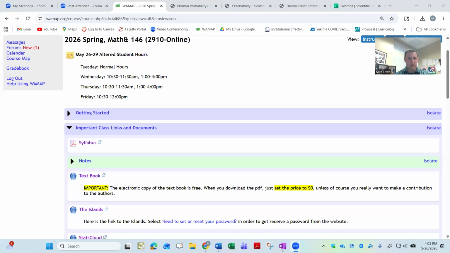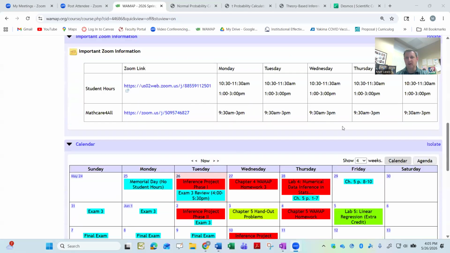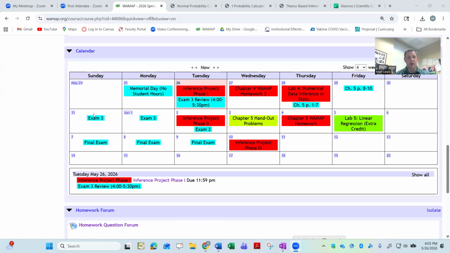So let me share my screen here. And the first thing I want to point out, as always, is the time for the exam. So, Yakima students, you can take the exam on the 31st. That's a Sunday, during the hours that the Yakima Proctoring Center is open on that day. Or you can go in on Monday, either in Grandview or in Yakima. I also am allowing you to take the exam on Tuesday the 2nd. So there's actually 3 different days that you can choose to take exam number 3.